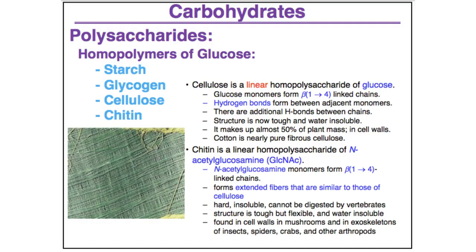This also has a characteristic of being hard, insoluble, and cannot be digested by vertebrates. So the structure is tough but flexible and water insoluble, and is found in cell walls in mushrooms, and in exoskeletons of insects, spiders, crabs, and other arthropods.